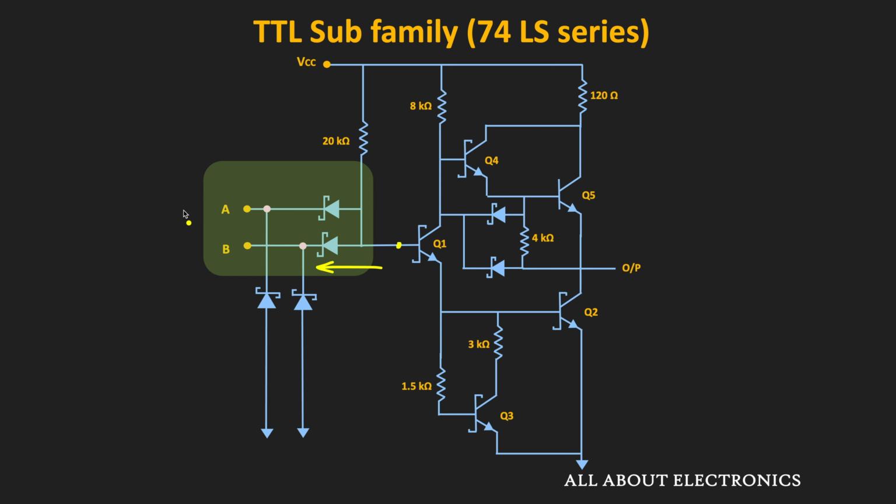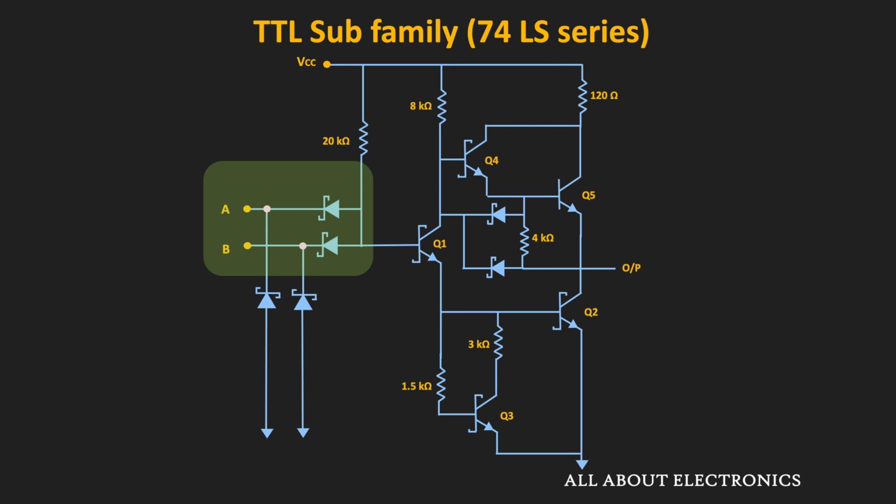So whenever the inputs are low, at that time the current will flow through these Schottky diodes, and it will also remove the base charge of this Q1 transistor. That means whenever these inputs are low, these Schottky diodes will get turned on and it won't allow the Q1 to go into on state. And whenever the inputs are high, at that time the Schottky diodes will remain in the off condition and the Q1 will get turned on. So that is one of the modifications in this 74LS series.